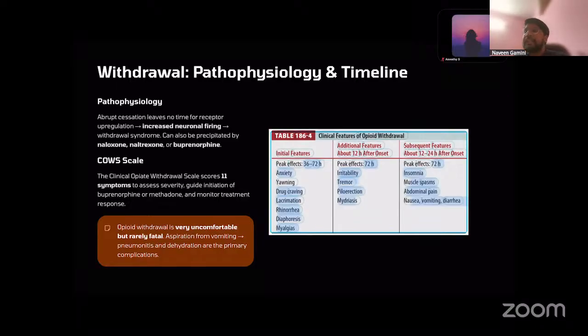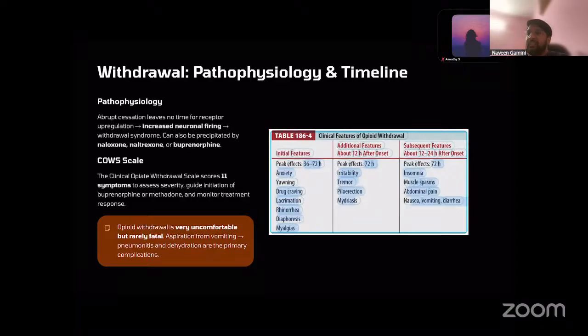So regarding the clinical features of opioid withdrawal, the initial features usually start slowly within the first 3 days. After 3 days, the peak will be there and slowly will resolve within 5 to 6 days. The initial features are anxiety, craving for the drug, lacrimation, rhinorrhea, diaphoresis, and yawning.